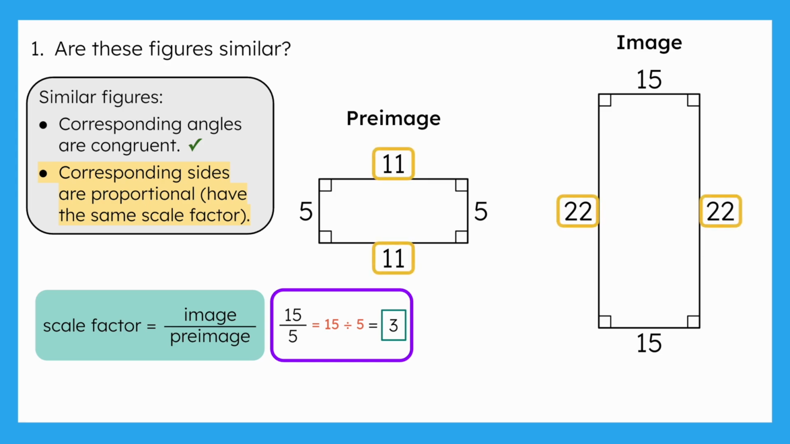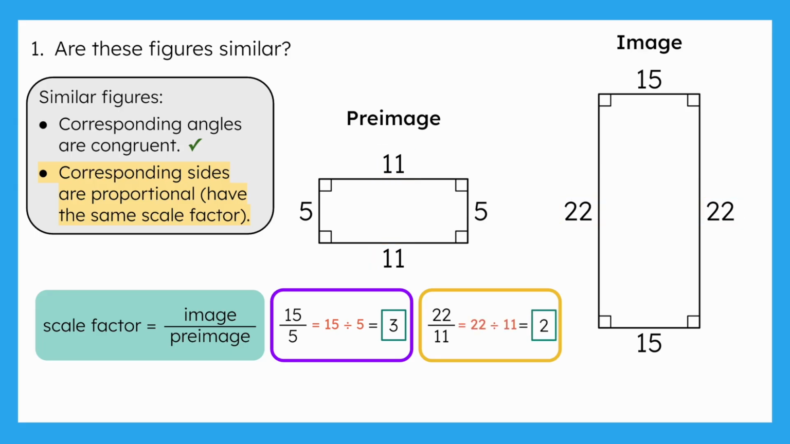What is the ratio that compares the other pair of corresponding sides? Yeah, 22 divided by 11, which is 2. What's going on here? Are these figures similar? Well, the scale factor isn't the same between each pair of corresponding sides, meaning the corresponding sides aren't proportional. That means these figures are not mathematically similar, even though they look like they should be.